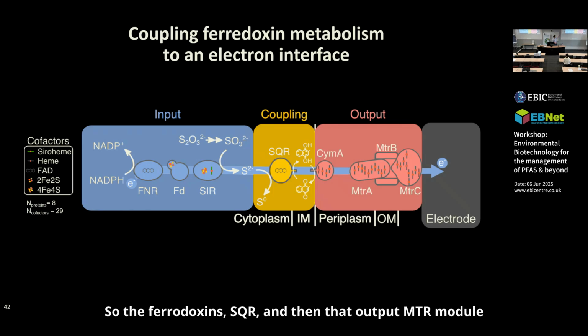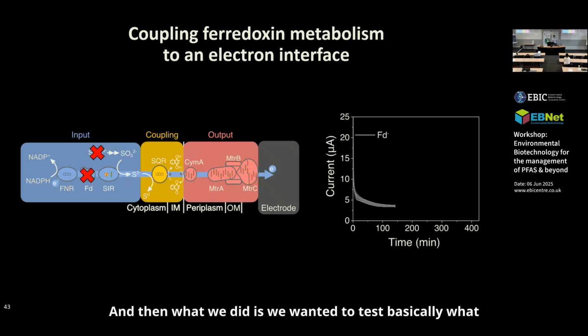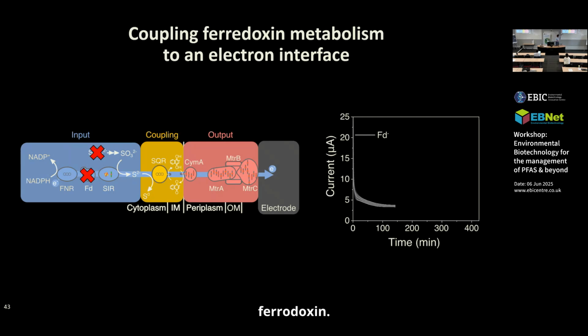So the ferredoxins, SQR, and then that output MTRA module are proteins they don't normally make. And then what we did is we wanted to test basically what is the current that comes out of these cells, right? And so we built a system where we had a non-functional ferredoxin, and we were testing, if we add thiosulfate, one of the coupling agents here, what is the current that comes out of these cells.